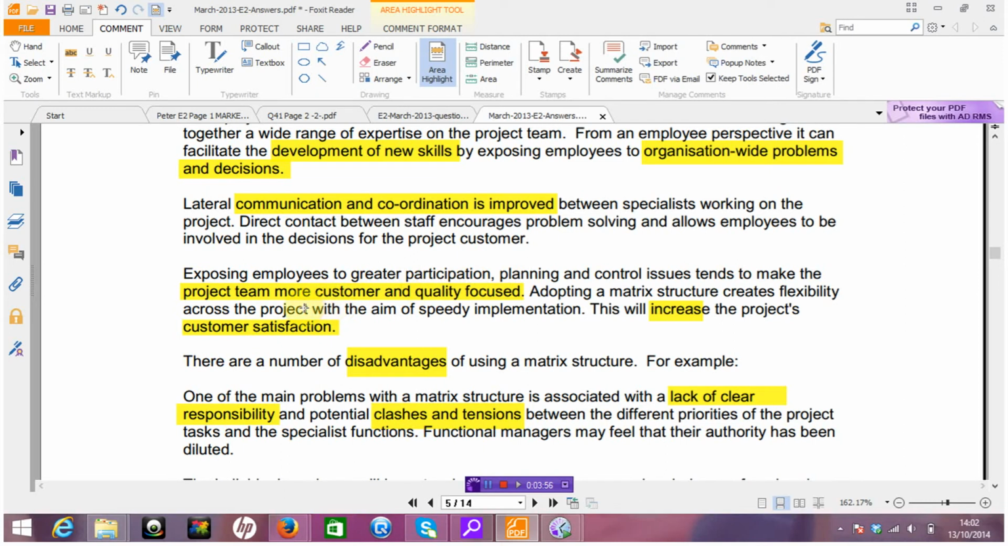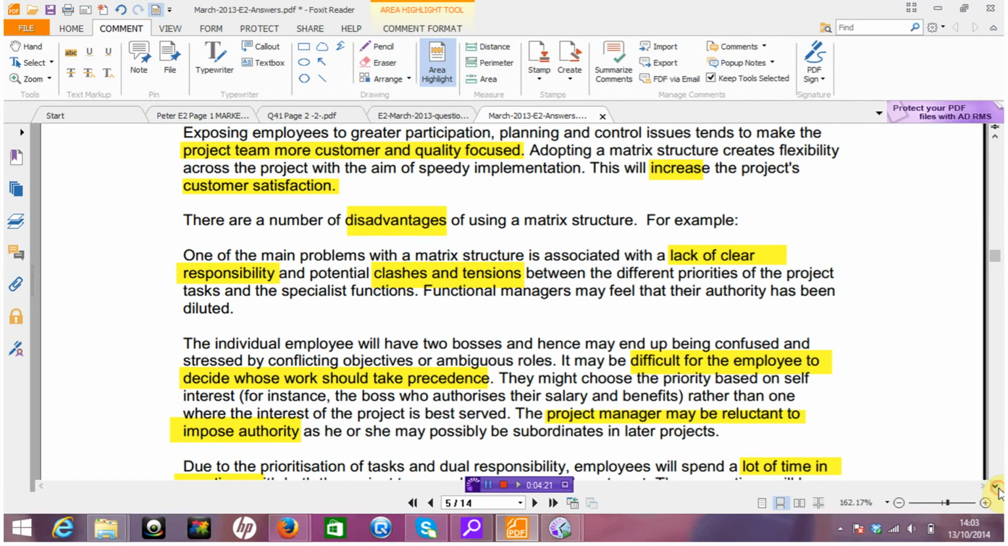And really what we're saying here with the third advantage is the idea that working together in that group may well help with a customer focus or indeed quality focus. And that in itself is going to lead to perhaps better customer satisfaction, and that's what most businesses are about. Okay, so there's the 3 main areas for the advantages.